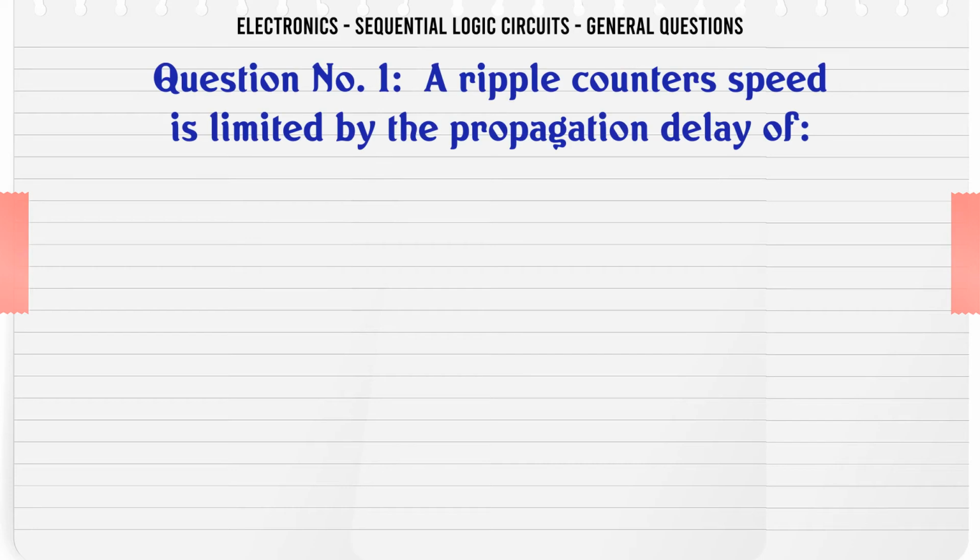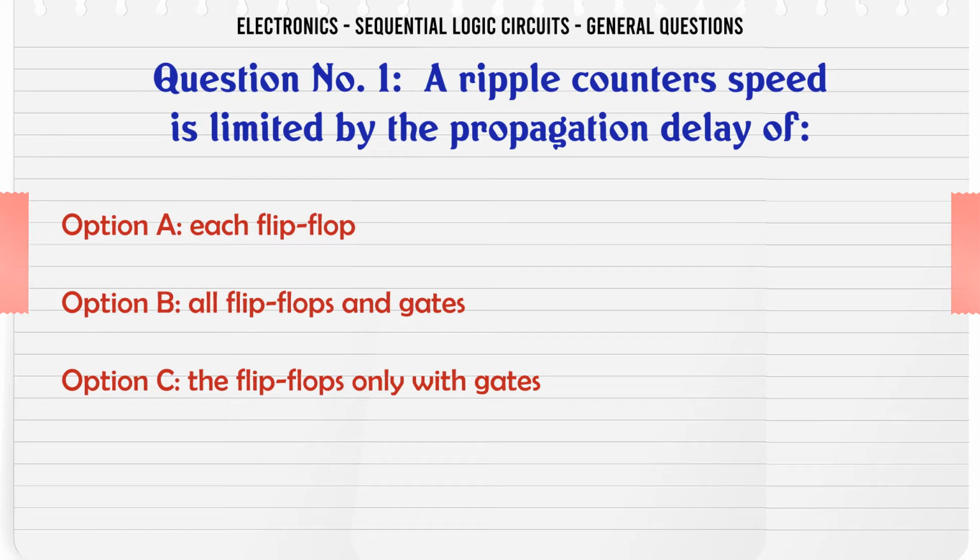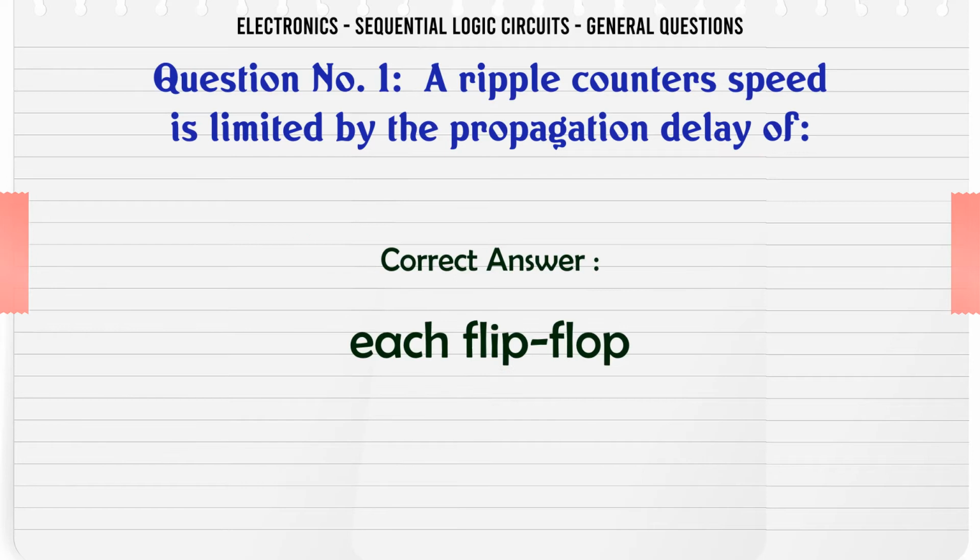A ripple counter's speed is limited by the propagation delay of: A. Each flip-flop. B. All flip-flops and gates. C. The flip-flops only with gates. D. Only circuit gates. The correct answer is each flip-flop.